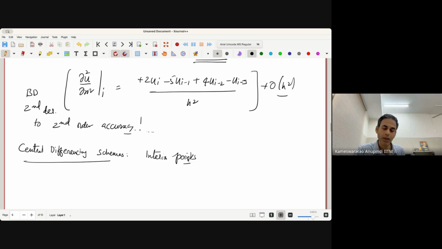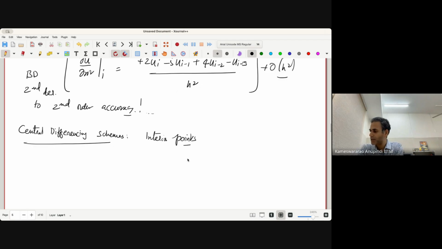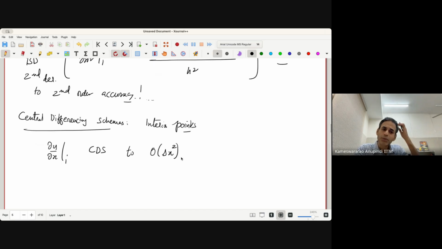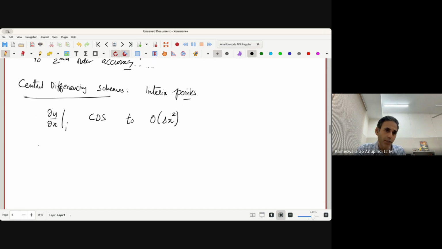Okay. So let us try to derive maybe a central difference formula for first derivative. That is dou u by dou x at I. Let us derive CD, or CDS, central difference scheme, to first order accuracy. Let us say we want to derive to first order accuracy or to second order accuracy. Okay, to second order accuracy is what we want to derive. So that means I need to basically look at the derivative is 1 and the order of accuracy is 2.